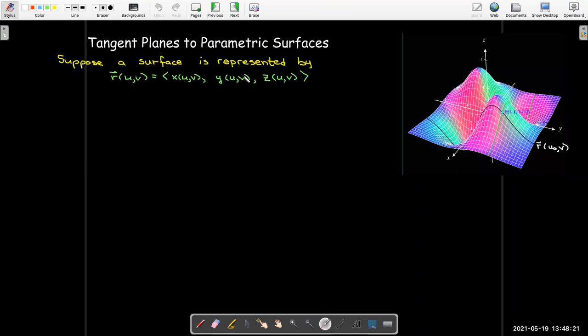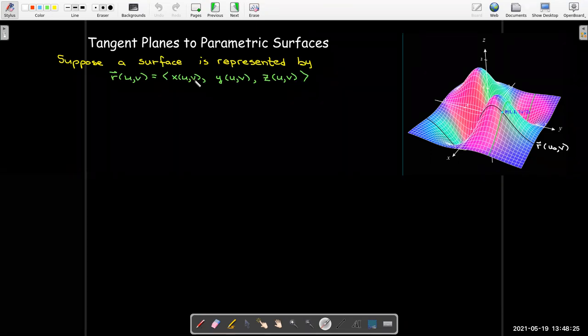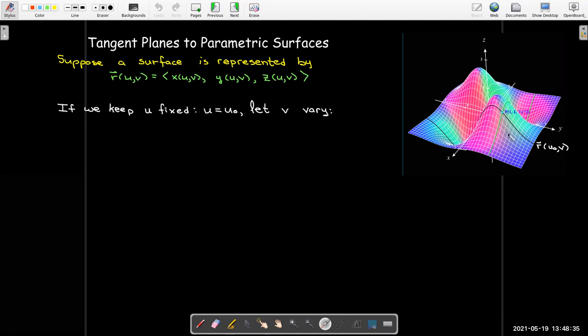Suppose I have a surface, and it's represented by this parametric representation, just some generic functions, x, y and z, which all depend on two parameters, u and v. If I have a point, u naught, v naught, and I fix u at u naught, and let v vary, I'm going to get a function of only one parameter, v, and that's a curve on the surface, so this black curve highlighted now in yellow.